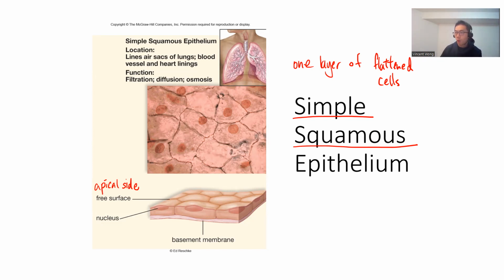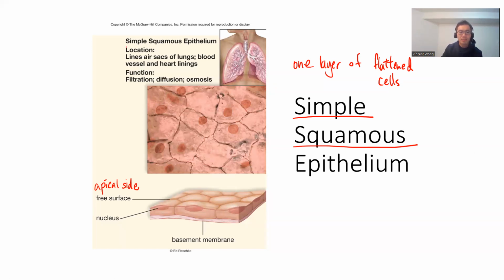Now, what are they good for? Well, for simple squamous, if it has only one layer, they are very good for letting things pass through. Right, so like diffusion of gas, diffusion of nutrients. You don't want the oxygen in the lungs to have to pass through 5-6 layers before it gets into your blood, right? You want it to be quick, you want it to be easy. That's why we're only going to have a single layer.